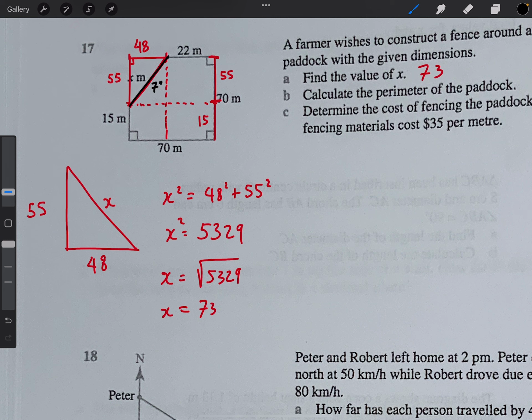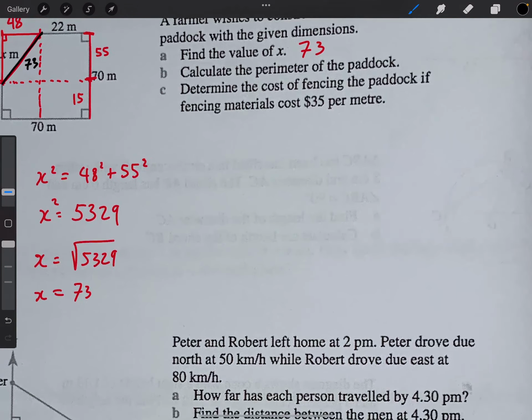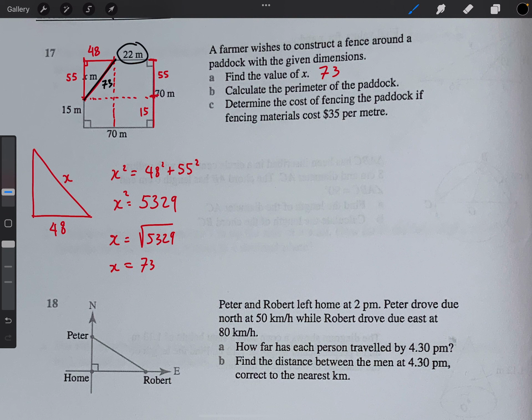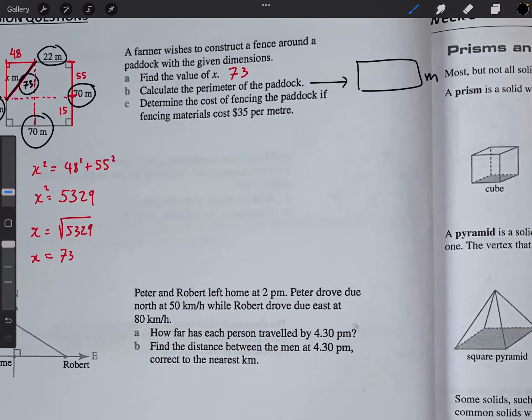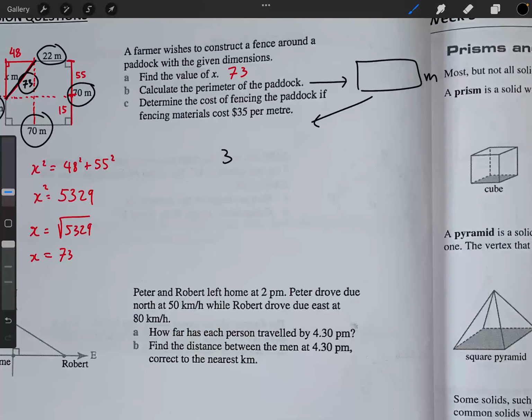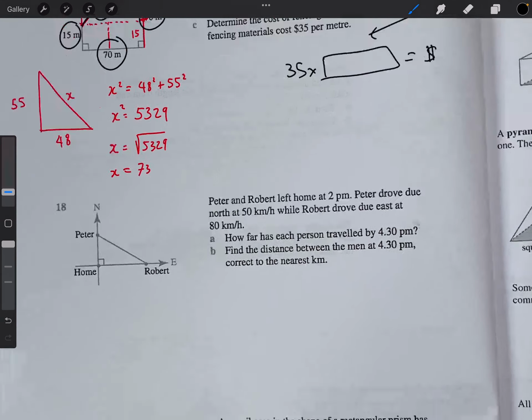So that's 73. To find the perimeter of the paddock, we just add up all the lengths together. You got 22 plus 73, 15, 70 and 70. So add them all together, you'll get the perimeter for the paddock. Determine the cost of fencing the paddock if fencing material costs $35 per meter. Whatever answer you get here will be in meters. You just multiply that answer with 35, and you get the total price. Done.